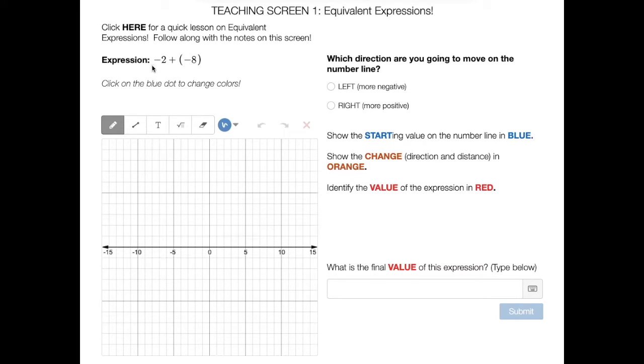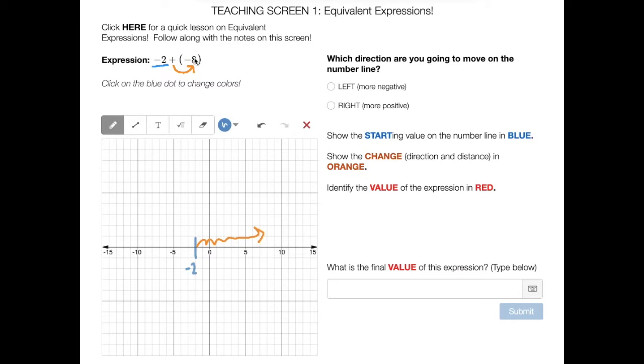Well, the starting value is not different here. The first number in this expression is -2, so that is our starting value. So if I were to come down to the diagram here, 0, -1, -2, I can place a line here to show that I'm starting my graph at -2. But here's the thing. I'm not adding 8 to -2 because that would be moving to the right. I'm adding -8 to -2.